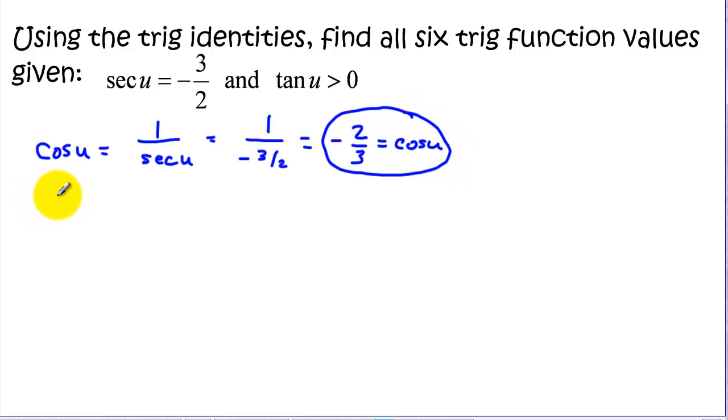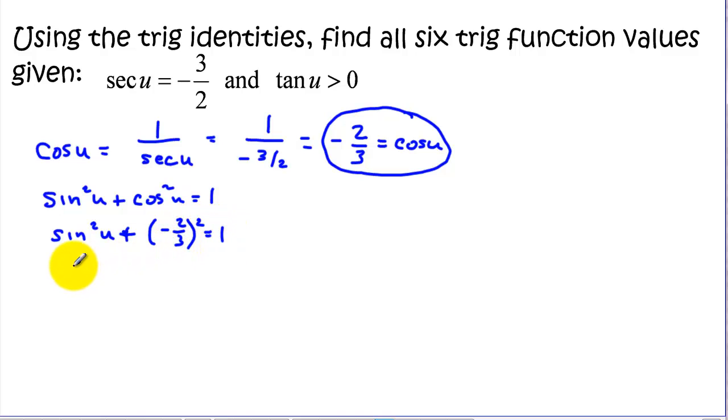We can use the Pythagorean identity, so sine squared of u plus cosine squared of u equals 1. And we just found the cosine, so we have sine squared of u plus negative 2/3 squared equals 1. Sine squared of u plus, this would be 4/9. Subtract the 4/9, so we get 5/9.